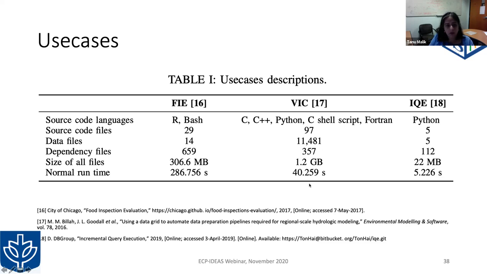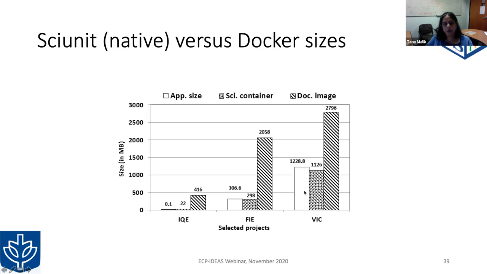So let's look at the difference between SciUnit and Docker. For the very first thing, let's look at the sizes of SciUnit and Docker. The first bar over here is the application size. For IQE and FIE, as you can see, it's 306 megabytes, and something like 1.2 gigabytes over here for VIC. And as we can see, the Docker sizes are fairly large, about 8 to 9 times larger than the application. In this particular case the Docker size is almost double, and over here, in case of FIE, about 8 to 9 times larger.